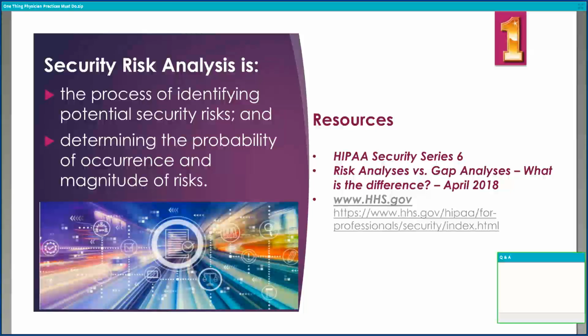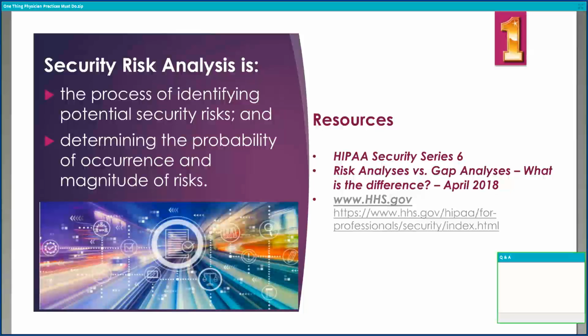The federal government has published many resources related to security risk analysis to help us understand what a security risk analysis or security risk assessment is. We have those resources listed on your screen. The security risk assessment or risk analysis, and we'll probably use those terms interchangeably.